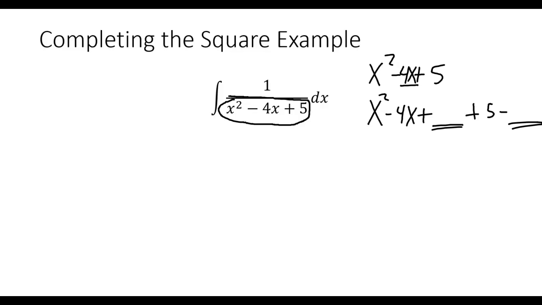So what is this new number? Well, first of all, you take half of your middle number, which is -2, and then you square it, raise it to the second power, or multiply it by itself, and you get 4 in this case. So I'm going to add 4, but don't forget we're also going to subtract 4.